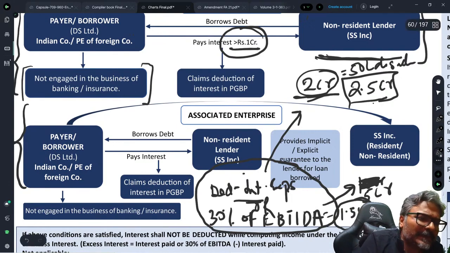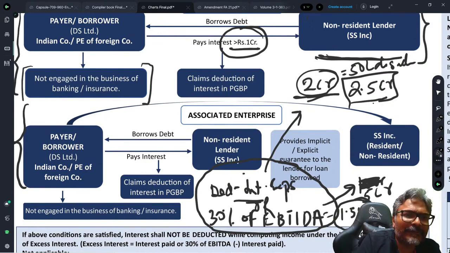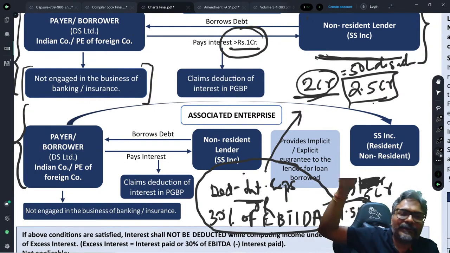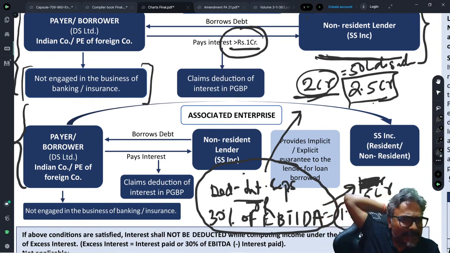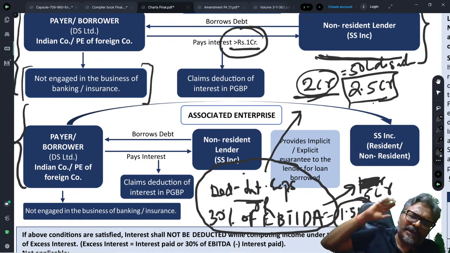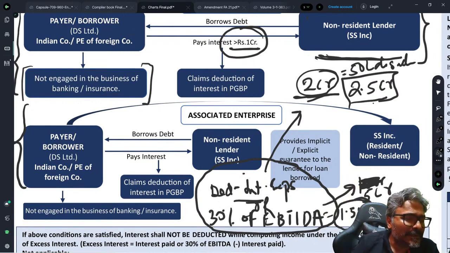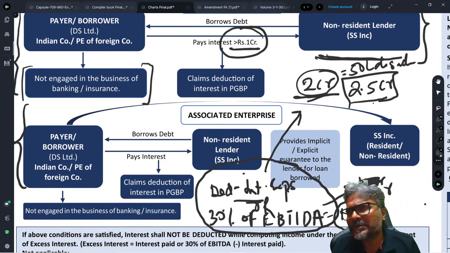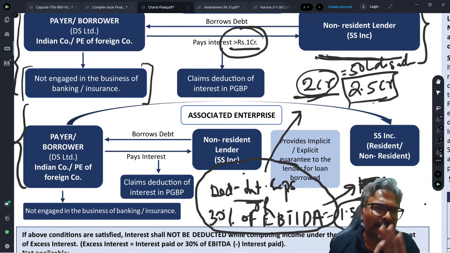Students, this thin capitalization concept is not applicable if, supposedly, I am a banking company and I have taken a loan from my non-resident AE. If my business is that of banking and insurance, then taking advances and loans is my normal course of business, and applying the 1 crore limit and all that would be completely nonsensical, isn't it? And that is the reason why, for a banking company or an insurance company, the provision of Section 94B is not applicable. I hope that every one of you is through with this.